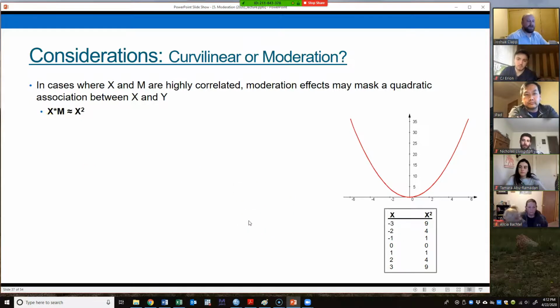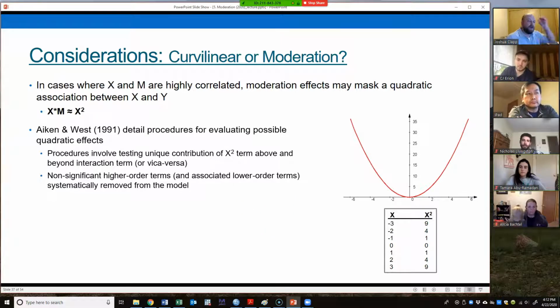And what I might end up with is something that I'm saying is a moderation effect, when it's really not. What's actually happening is I'm just picking up on the nonlinearity of my predictor and my outcome.